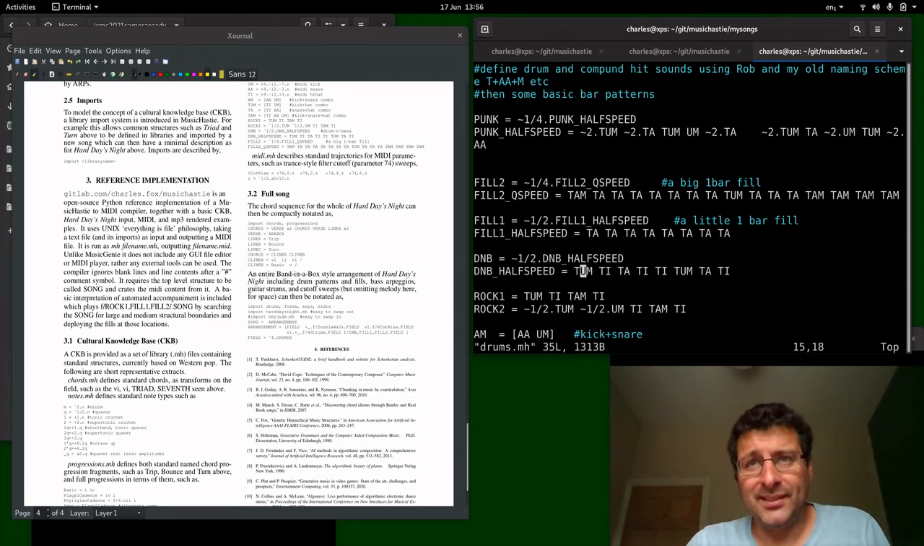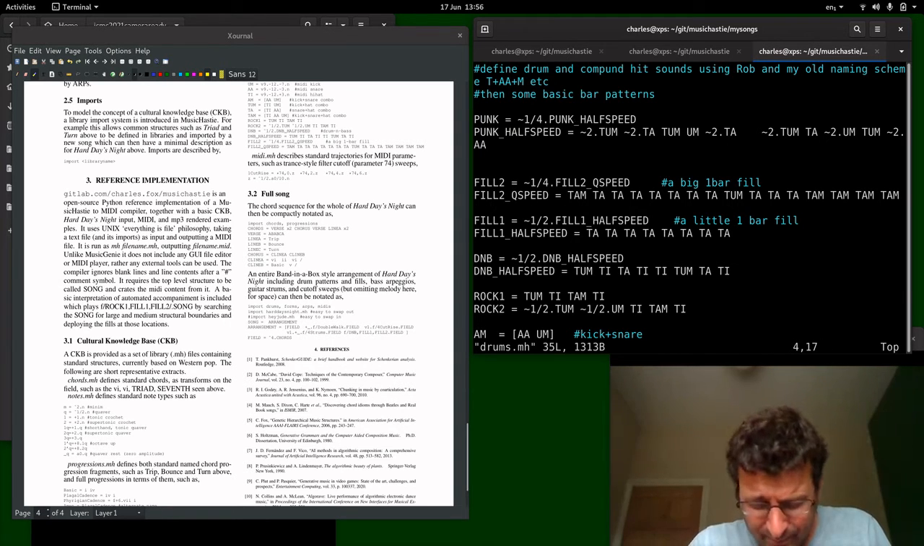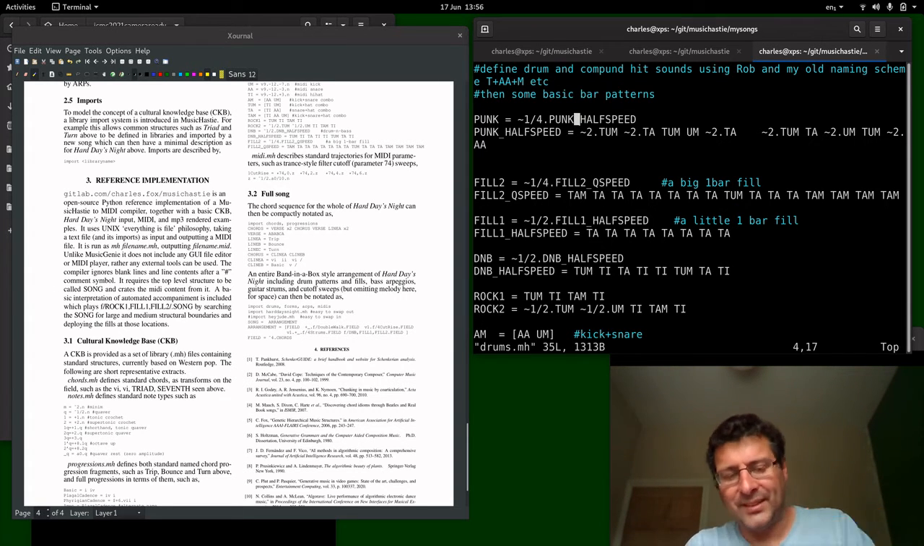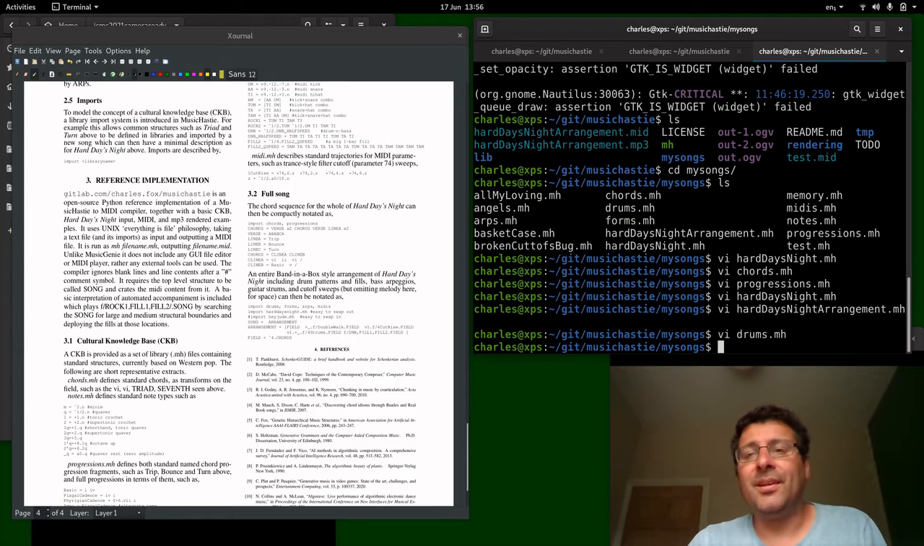So ti means a hi-hat hit by itself, tum means a hi-hat and a bass drum, tam means hit all 3 at once. That enables us to very tightly define standard drum patterns like rock 1, drum and bass, punk patterns, similarly to the inbuilt patterns you get on a consumer MIDI keyboard. Pattern 57 is the rock 1 pattern. That's the other going into Hard Day's Night.